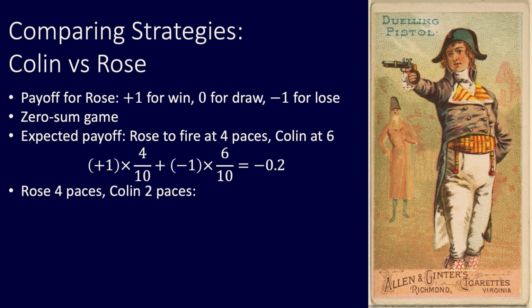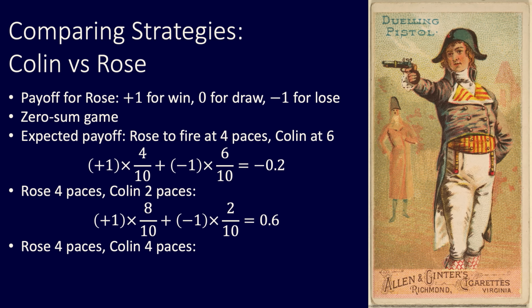If Rose says, I'll fire after 4 paces, but Colin is firing after 2, then Colin will fire first. So Rose will lose with a probability of 2 in 10, because 2/10 of the time Colin hits, and she'll win with a probability of 8 in 10. So you can add those up, and you get +0.6. So that strategy looks pretty good for Rose.